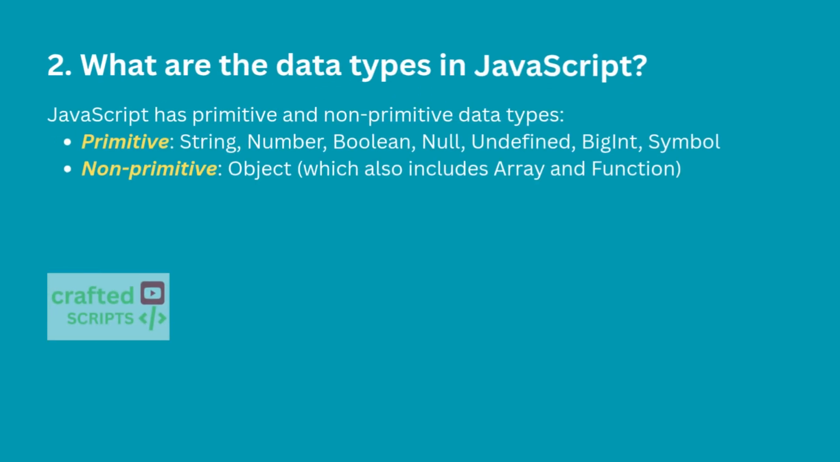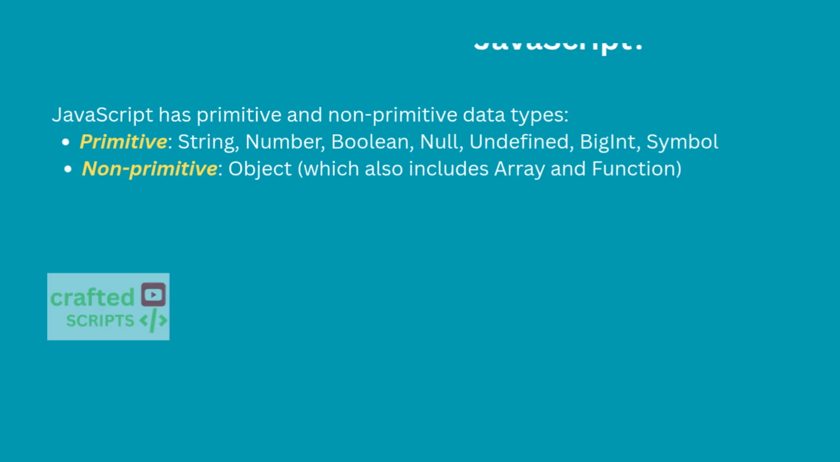Question number 2. What are the data types in JavaScript? JavaScript has primitive and non-primitive data types. Primitive: string, number, boolean, null, undefined, BigInt, symbol. Non-primitive: object, which also includes array and function.